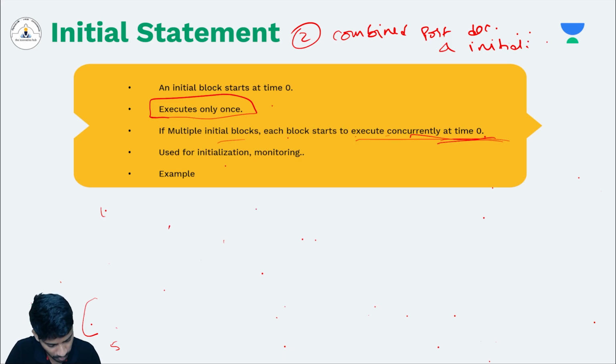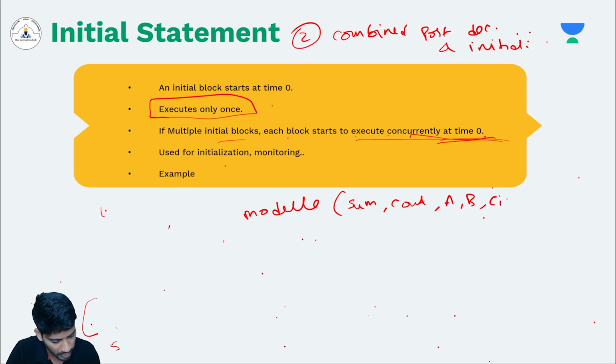So let's take an example. We know we can define the ports inside the module, right? Let's take sum and C out and A, B, C in. What is this? This is a full adder which is having 3 inputs and 2 outputs. So here I'm defining the ports, but not declaring what the ports are. So I'm declaring the ports here.